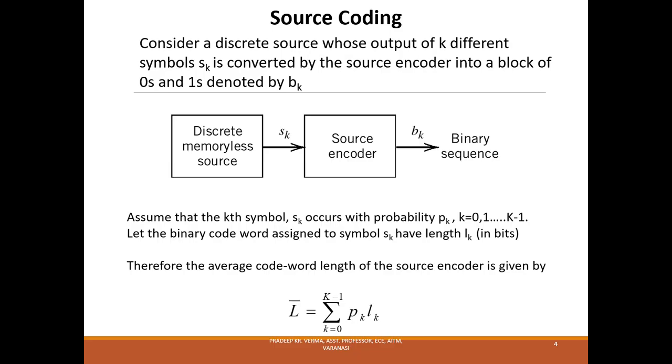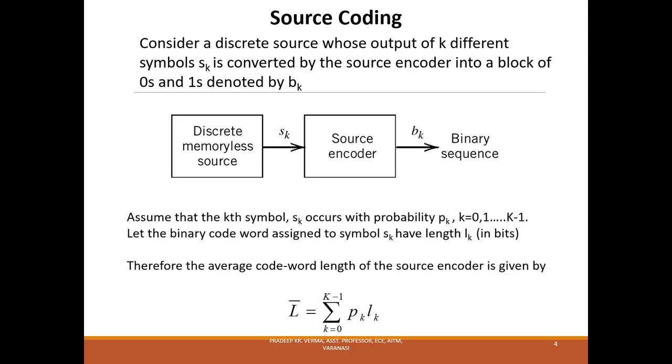Suppose there is a discrete memoryless source. It is producing k symbols, and we need to encode these symbols in binary sequences. The symbols that are generated at random have probability p, and a subscript k is added to p to denote that particular symbol, and the symbols are denoted by sk, where k is equal to 0 to k minus 1.